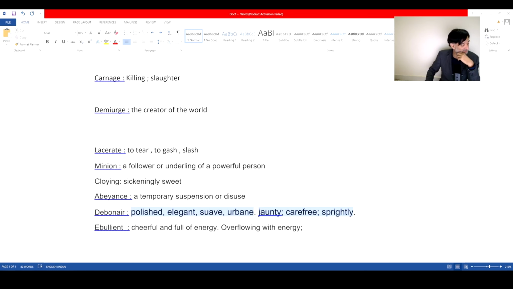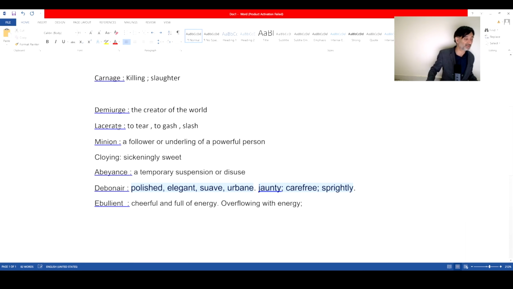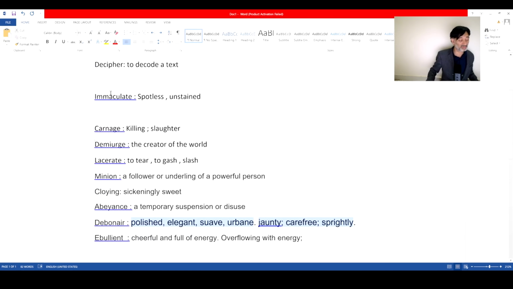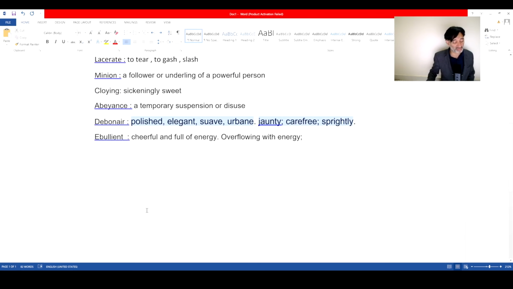Somebody who is bubbling over with enthusiasm is ebullient. I'm not sure if I'm pronouncing it correctly. You can say ebullient, that's what Google says. But remember the word. We are focusing on the meanings here. I hope you remember this word. It means cheerful and full of energy, spirited. That's what I would say. Now let's move on to another word, penury.